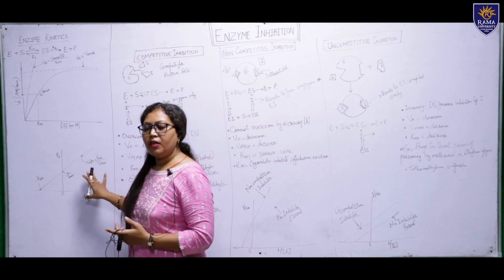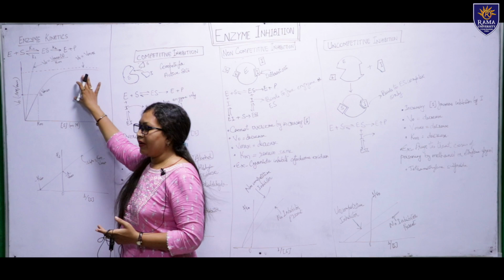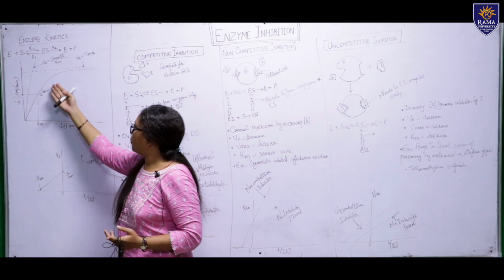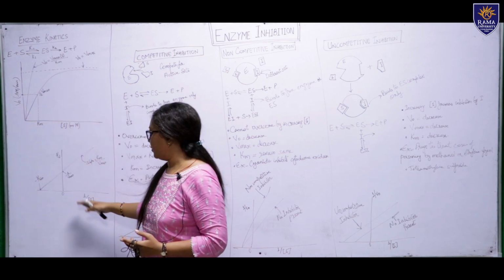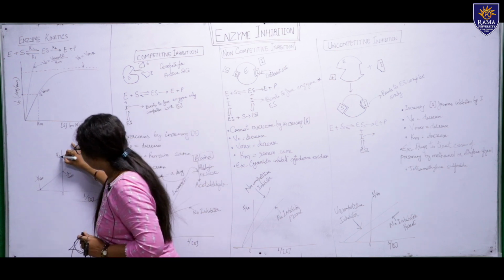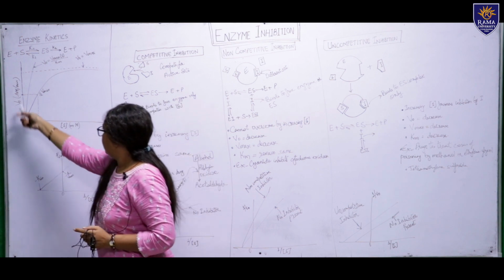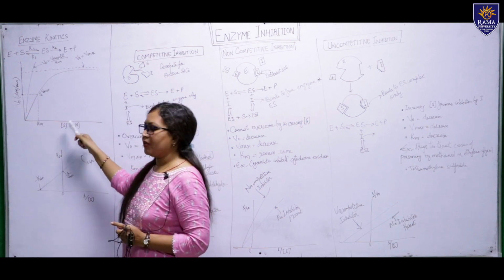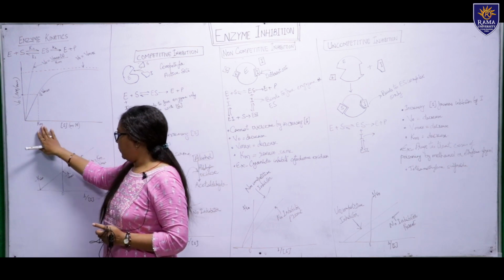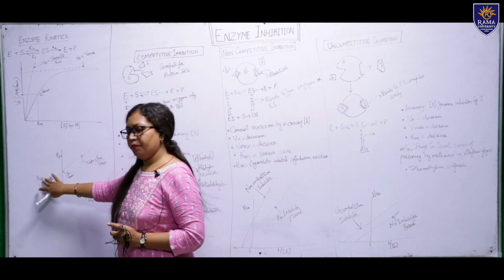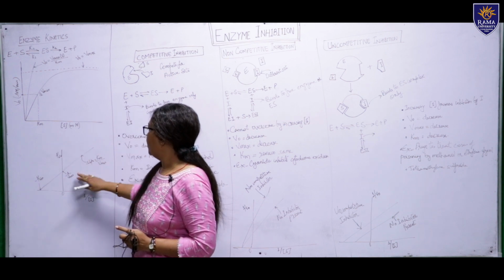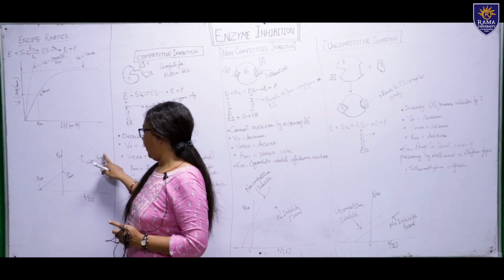This is also called the double reciprocal plot. Because of not finding the actual value here, what we are doing? We are getting the actual values by taking the reciprocal of all these parameters. So, we are taking the reciprocal of initial velocity, 1 by V naught, on the y axis, and the reciprocal of substrate concentration, 1 by substrate concentration. So, this intercept will be minus 1 by Km, and this will be 1 by Vmax. So, the slope of the graph will be Km by Vmax.